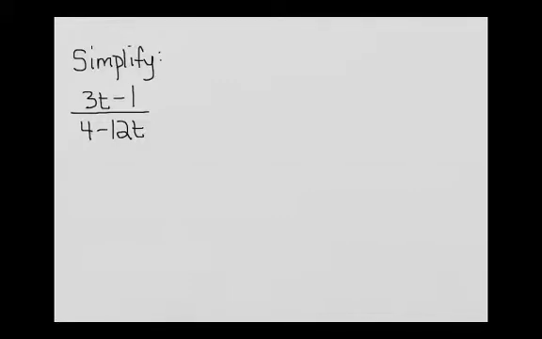We're going to simplify 3t minus 1 divided by 4 minus 12t. We're going to do that by starting with factoring out the greatest common factor from the denominator, which is 4, and we end up with 1 minus 3t as the other factor.